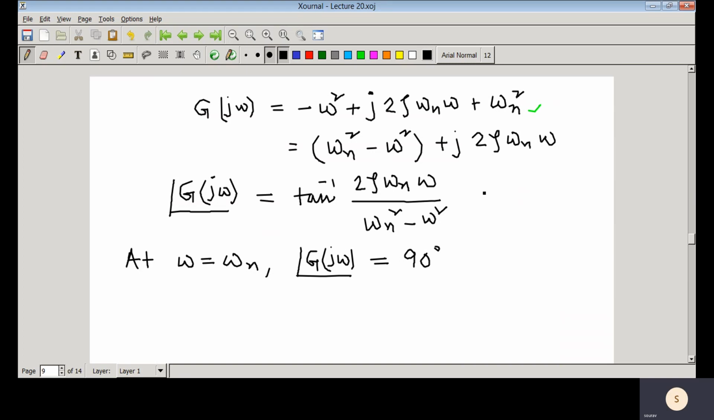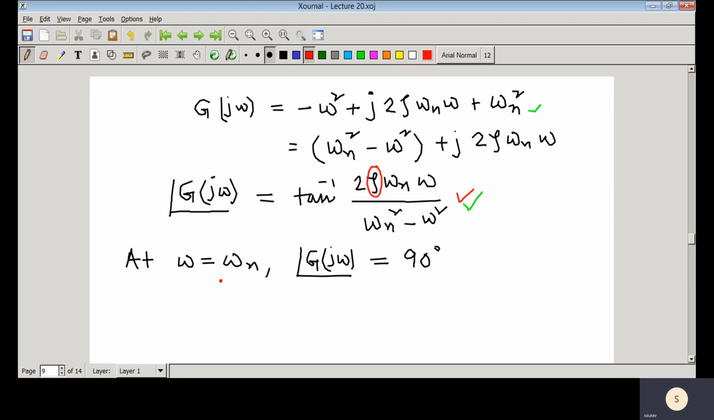And if we look into this particular expression, we can see that this angle is affected by the factor zeta, that is, the damping ratio. This particular angle also varies with zeta, so whenever zeta is different, this angle would also be different.